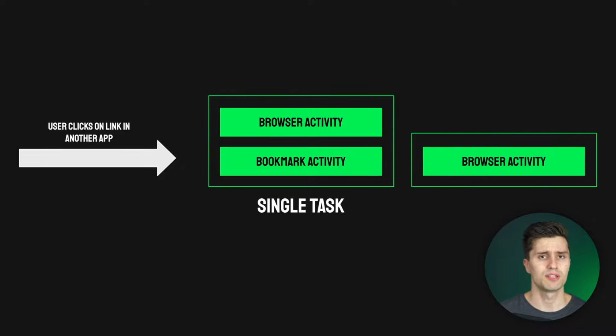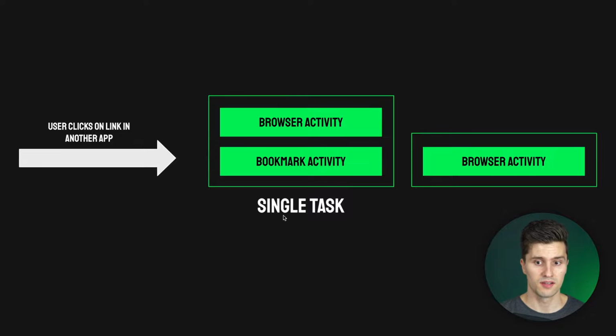So when would that be useful, and why can't we just send the user to this already existing browser activity? Well, for example, imagine you are reviewing your Instagram stories and then you click on the link which you want to open with your browser app. But you only want to open that specific link in your browser app, and as soon as the user goes back, they should go back to Instagram and not to this bookmark activity in this case, because that is what would happen if you would not use single task.